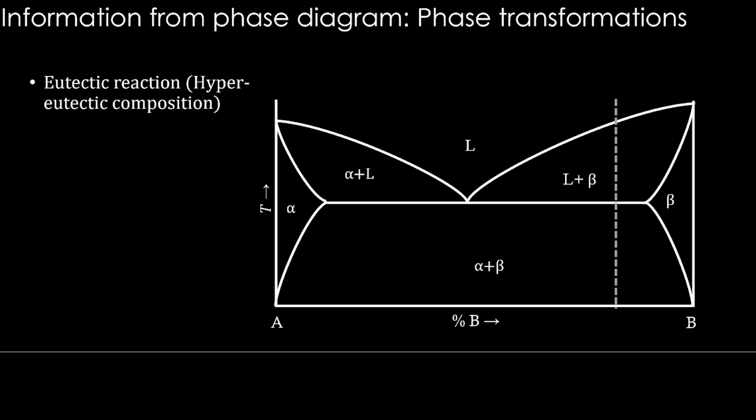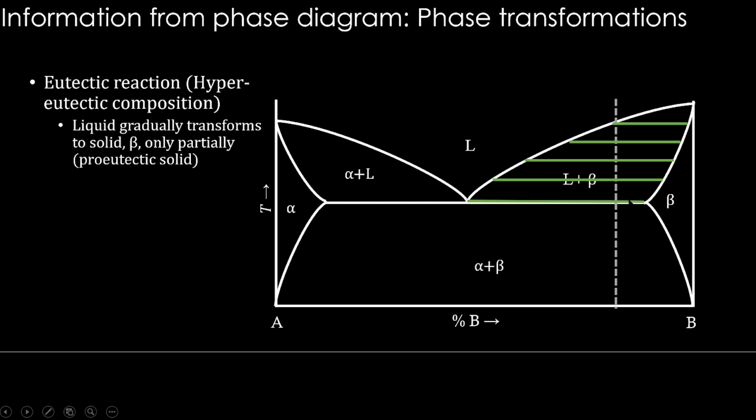This composition is called a hyper-eutectic composition because the overall composition here is beyond the eutectic composition. In that composition, as the temperature decreases, the beta phase content keeps increasing, but there is a small amount of liquid remaining, meaning the liquid gradually transforms to solid. It is beta, but only partially up to this temperature. We call that beta pro-eutectic solid or pro-eutectic beta.